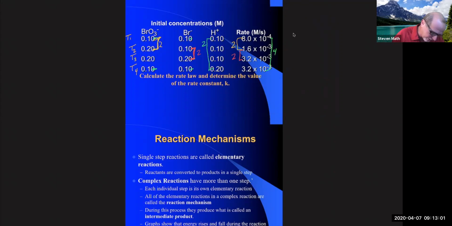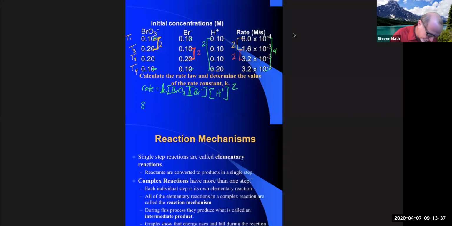So what's our rate law? Simply put, rate is going to equal k [BrO3-] to the first, [Br-] to the first. I'm not going to write those exponents. They're ones and they're implied. But the H plus is the important part here, to the second. That's the rate law. And it wants to know what's the constant value. So let's pick a line. I'm going to pick the first line because it's got a lot of ones in it. We like that a lot.